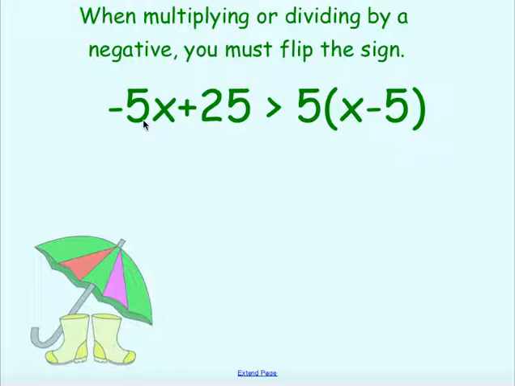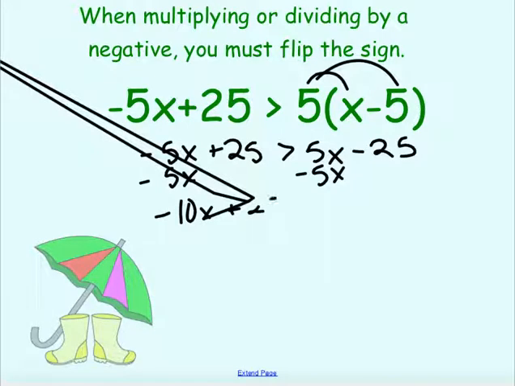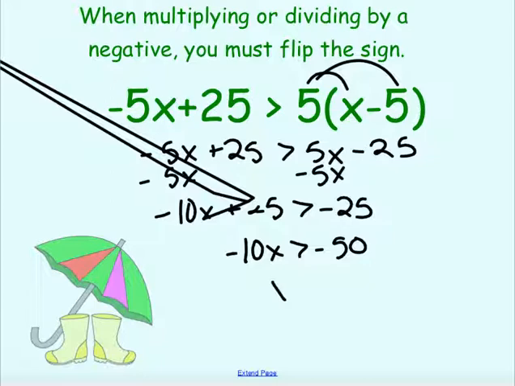All right, just a couple more examples here, and then we'll finish this lesson. Remember, always expand here, and we get negative 5x plus 25 is greater than 5x minus 25. I'm going to get my variables to the left side by subtracting 5x, and we get negative 10x plus 25 is greater than negative 25. Subtract 25 from each side and we get negative 10x is greater than negative 50. So x must be less than 5. Okay, so we have all of those numbers, open dot to the left, that are less than 5.